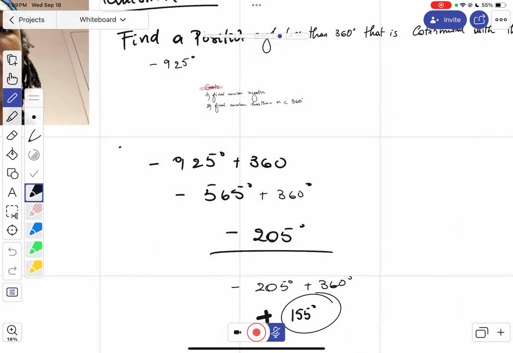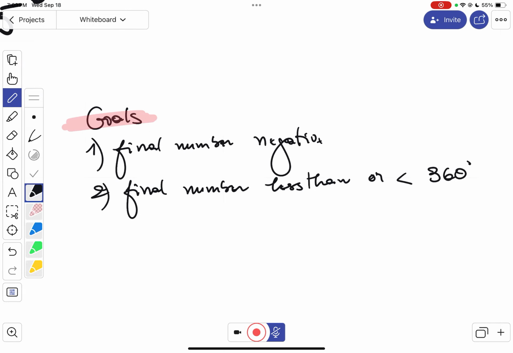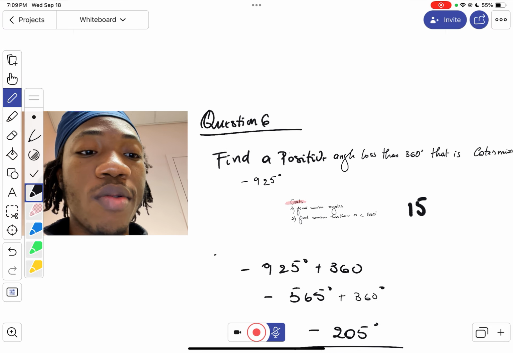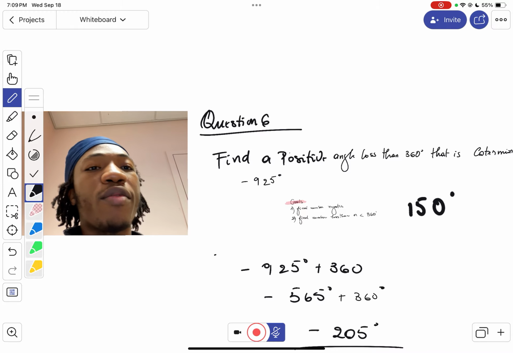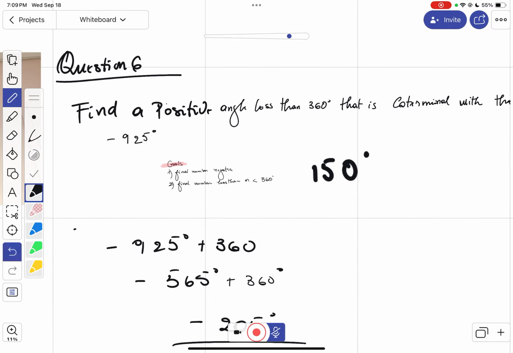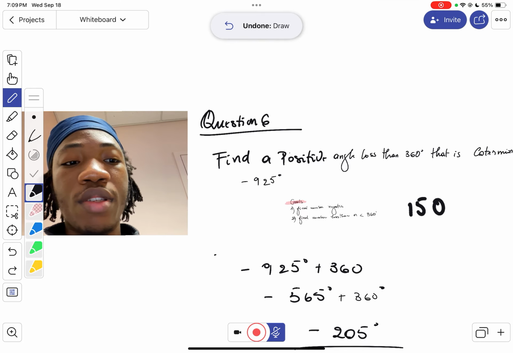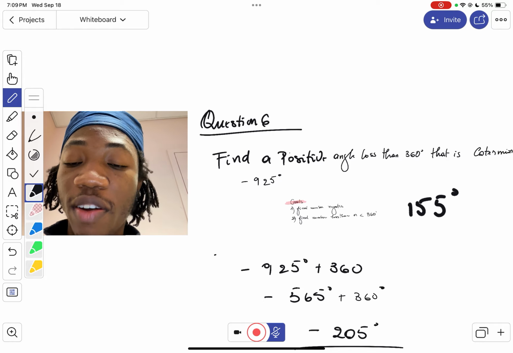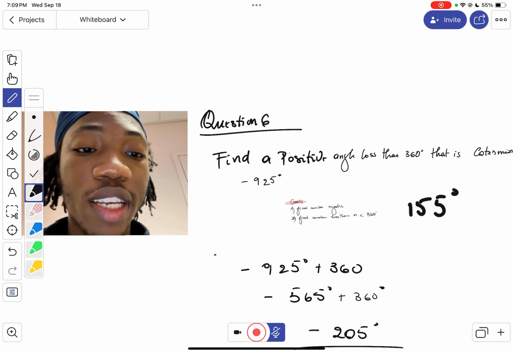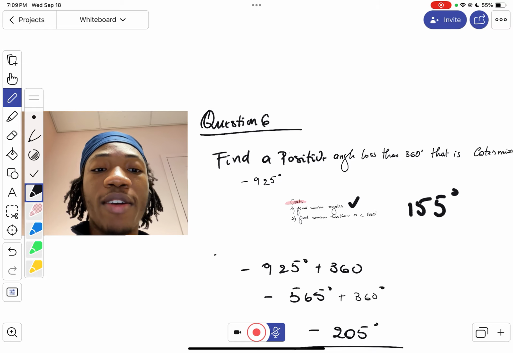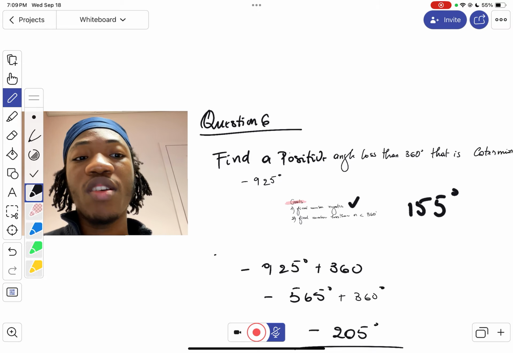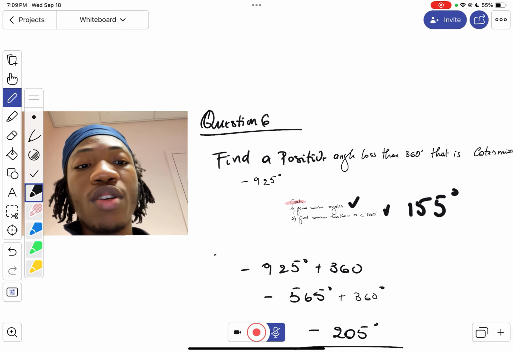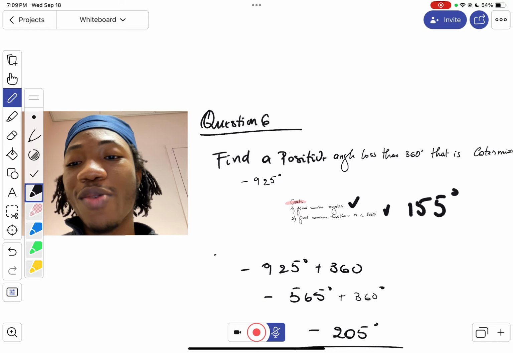Then we check again against our goals. We had 2 goals at the beginning. The first was that the number needs to be positive. We have 155 as the final number, and 155 is a positive number, so the first check is good. The second check: the final number needs to be less than 360 degrees. 155 is less than 360 degrees, so the second one is checked too. That's how you do question number 6.